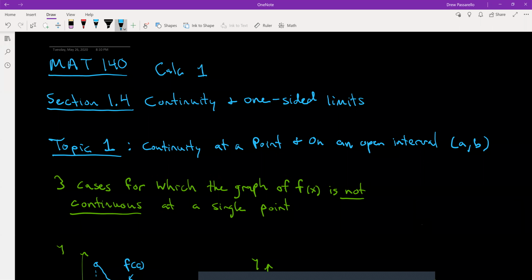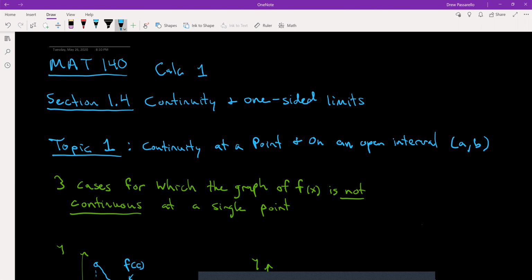So this is going to be section 1.4, and I'm thinking I'll probably break this up into two parts. The first part is going to be discussing the concepts, and then the second part is going to be going through concrete examples. So this section has a good bit of stuff to pack in, so that's why I'm going to break it up into two parts. And the section deals with continuity and one-sided limits. Now, the first topic is continuity at a point, and then continuity on an open interval AB.